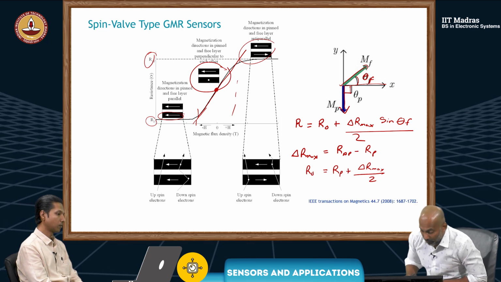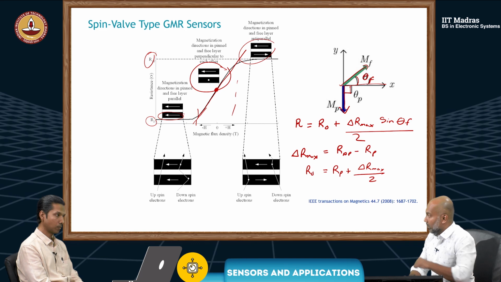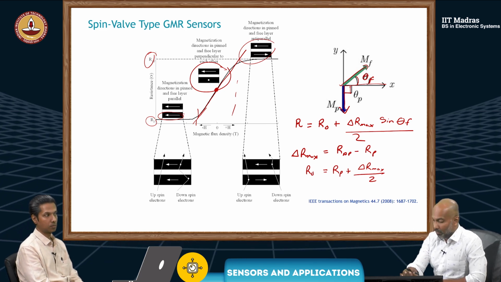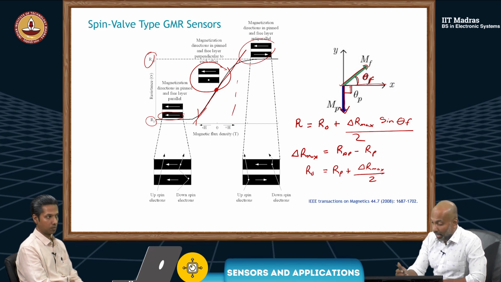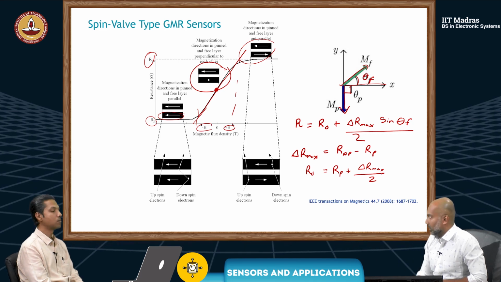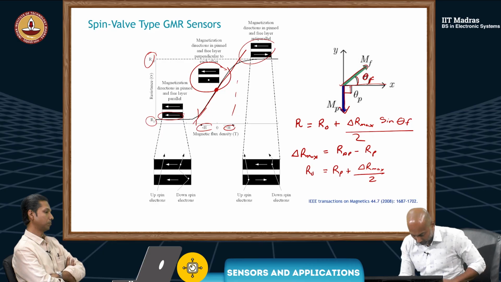With this, you also don't have to wait for all the ferromagnetic layers in a multi-stack to change directions. Here you have a much smaller stack, and the magnetic field you need to apply to change this is much smaller. So it's a very sensitive device compared to coordinate GMR.